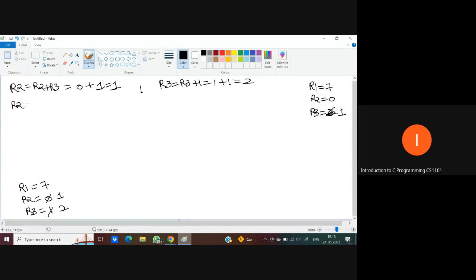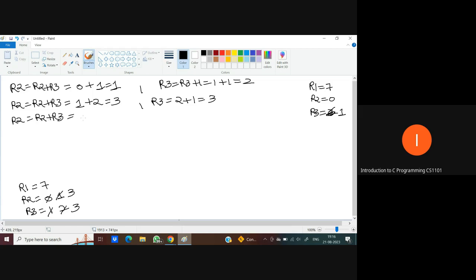So R2 equals R2 plus R3. What is the current value of R2? It is 1. What is the current value of R3? It is 2. So 1 plus 2 will become 3. And R3 will be incremented by 1. It is already 2, so it becomes 3. So R2 also becomes 3, and R3 also becomes 3. Again, R3 is not greater than 7, so we shall execute this one more time.